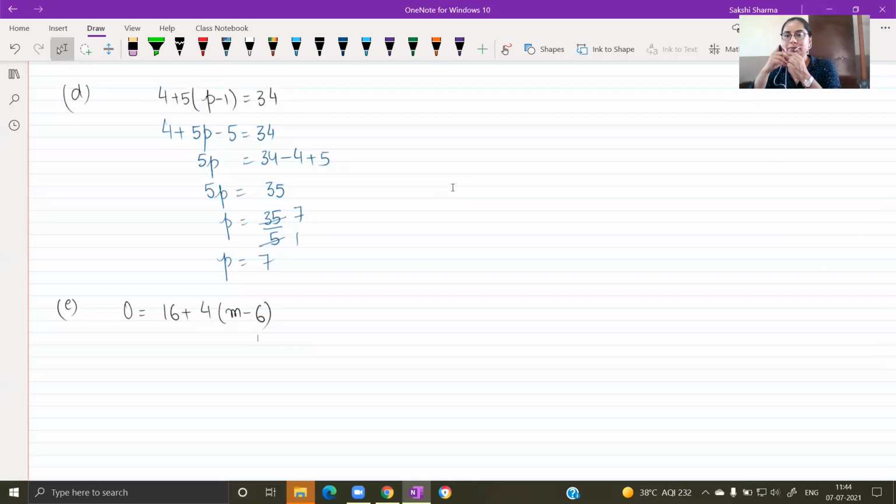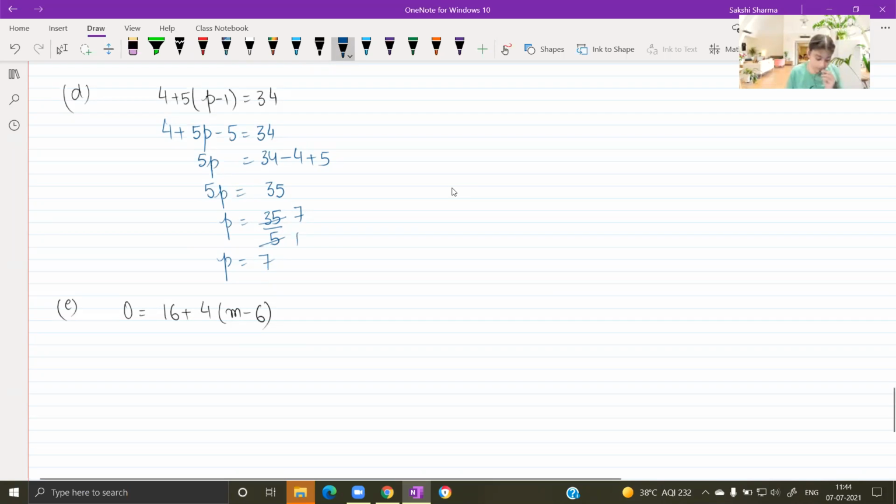Yes, that way is correct, without swapping the sides. Okay, 4 plus 3t plus 6. Damandeep, can you help me complete the last part? Yes, ma'am. Ma'am, 0 equals to 16 plus 4m minus 24. 8 equals to 4m. M equals to 8 divided by 4. M equals to 2.